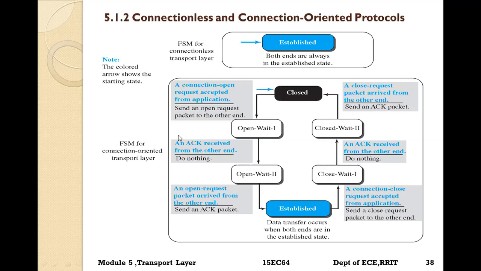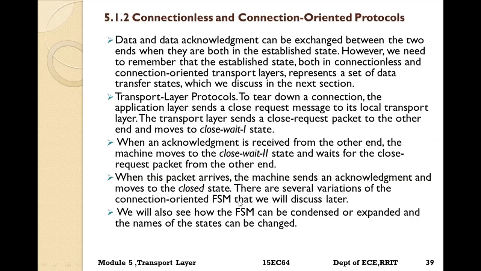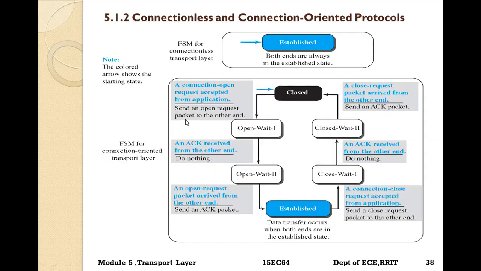So you can see here a connection open request is accepted from the application, and an open request packet is sent to the other end, and next an acknowledgement is received from the other end. From that, it gives the open wait state, where it will wait for an acknowledgement. After the acknowledgement packet is sent from the transport layer, there is an establishment between source and destination, that is client and server. Once the establishment has taken place, the data transfer will occur, when both the ends are in the established state.